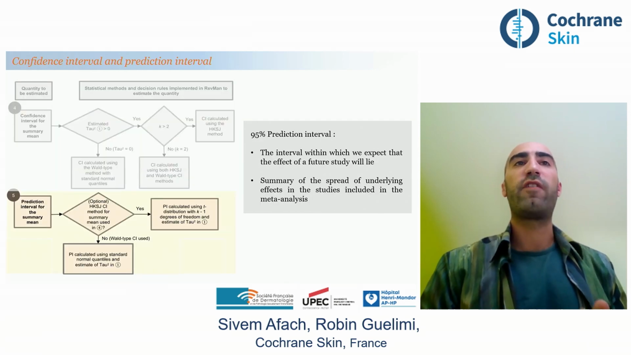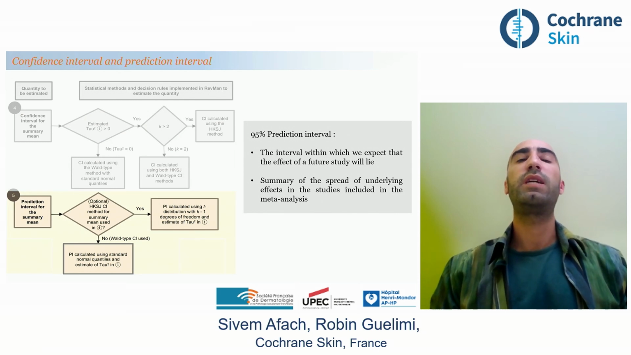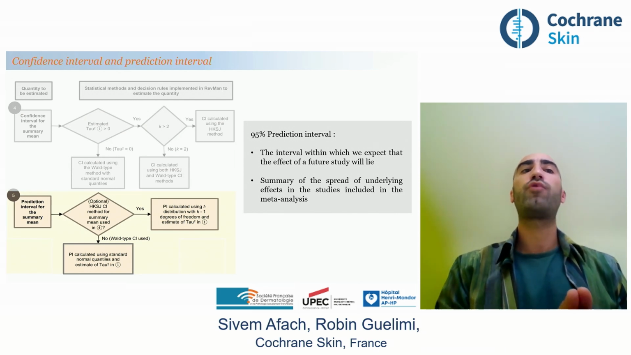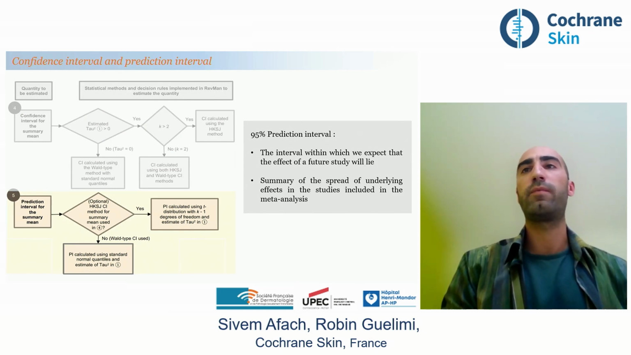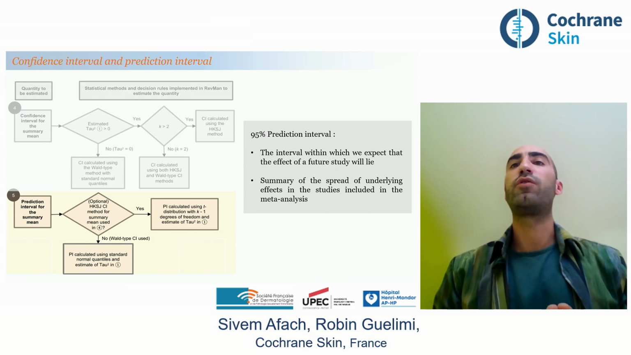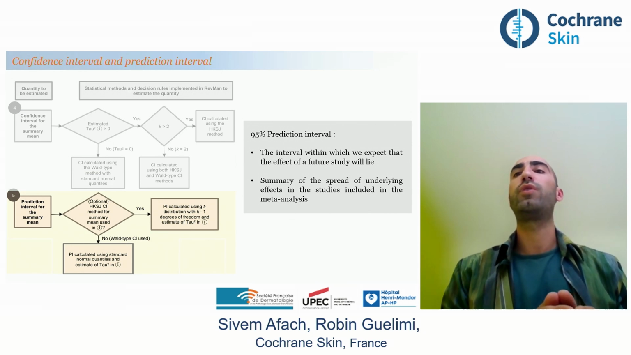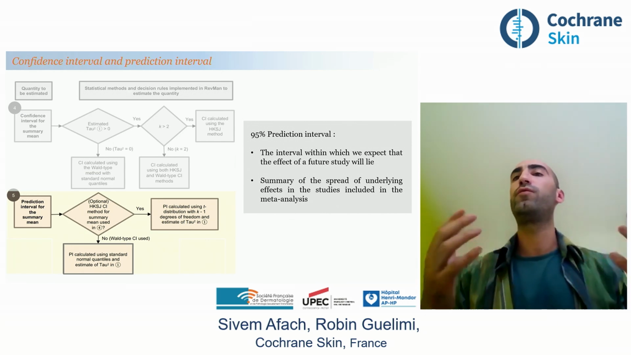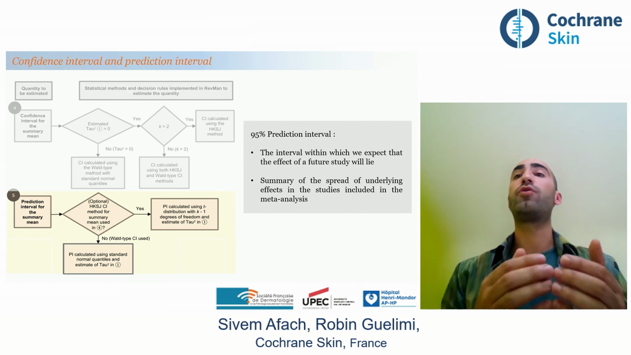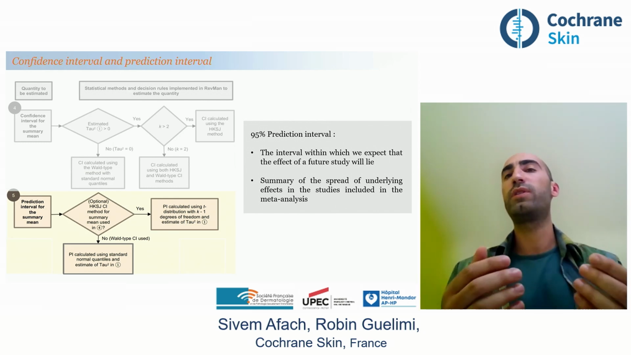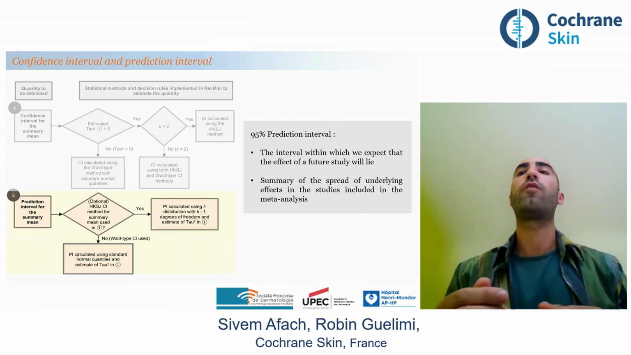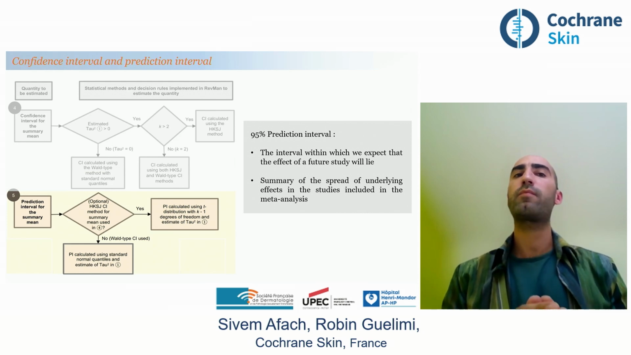One other feature of RevMan that has been implemented recently is the capacity to estimate prediction interval for the summary mean. We remind that prediction interval is defined as the interval within which we expect that the effect of a future study will lie. In other words, this is the summary of the spread of the underlying effects in the studies included in the meta-analysis.